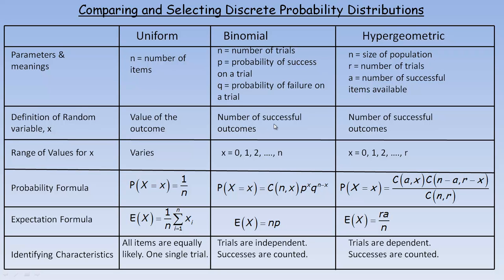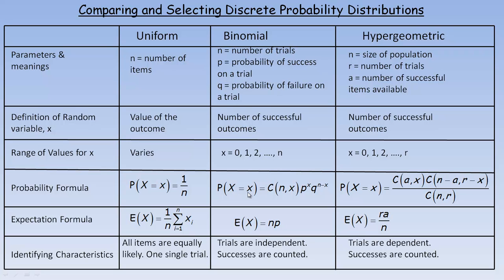The number of successful outcomes is the definition of random variable. So for example, if you're throwing 3 coins and you want to define success to be getting a tail on the coin, then the number of tails could be 0 tails, 1, 2, or 3. So the number of successful outcomes is the definition of the random variable. And the range of values is x would be anything from 0 up to n, 0 up to the number of trials. The probability formula looks like this.